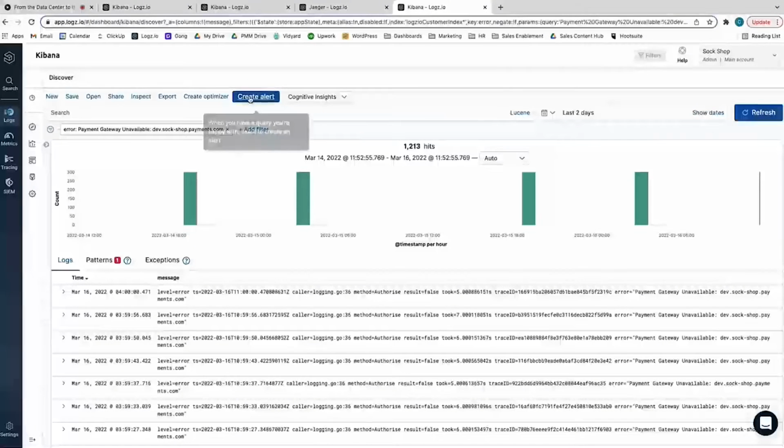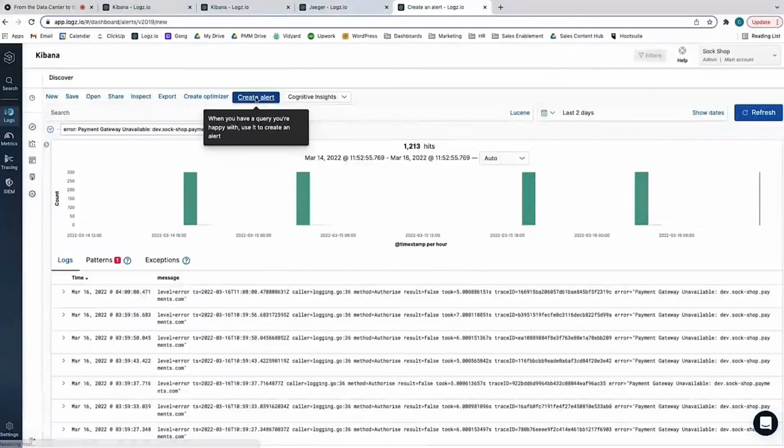Now, being the proactive SRE that I am, I want to create an alert to make sure that if this ever happens again, I'll be alerted immediately. So just by hitting that button, it's going to carry over the query. Once this loads here.